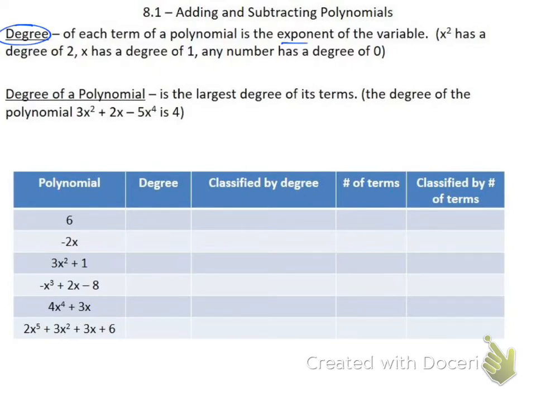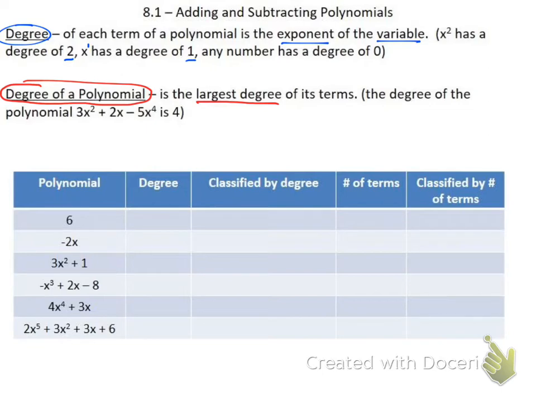Degree is just going to be the exponent of the variable. So if I have an x squared, that's going to have a degree of 2. Regular x, remember that there's an invisible 1 as the exponent for just a regular x, so that has a degree of 1. To find the degree of an entire polynomial, so a bunch of things being added together, you just take the largest degree, so you're looking for the biggest exponent.